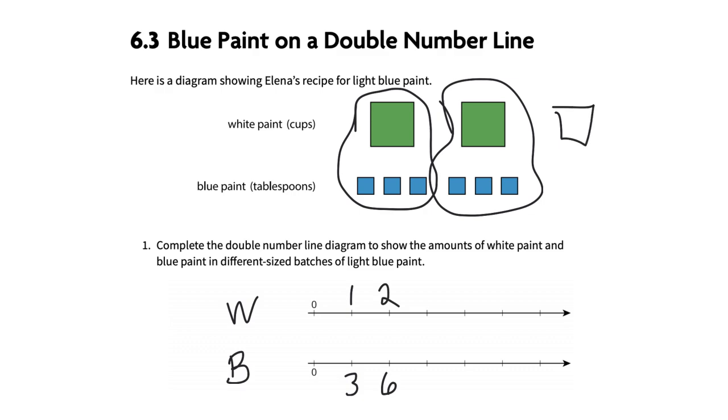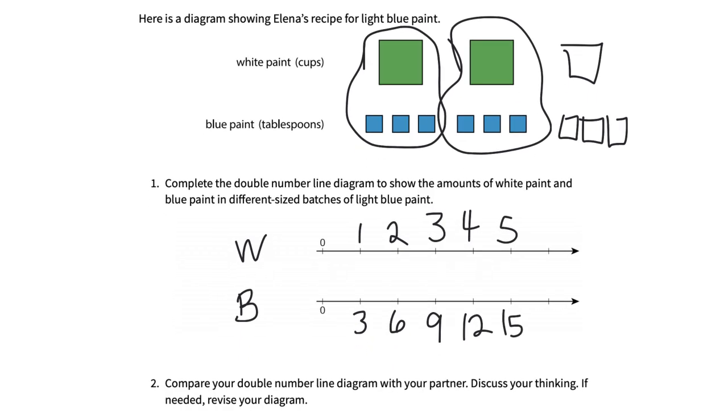If we had a third one here, we would have 3 more tablespoons, so that's 3 and 9. So I can start to see a pattern: every time the white goes up by 1, the blue goes up by 3, and we could just keep going right there.